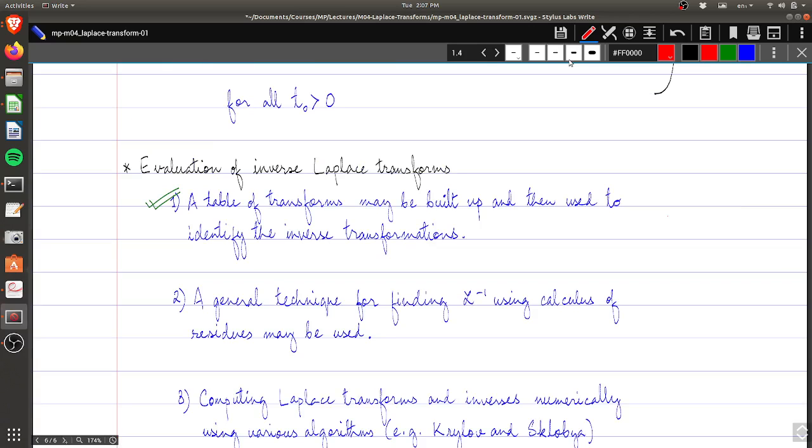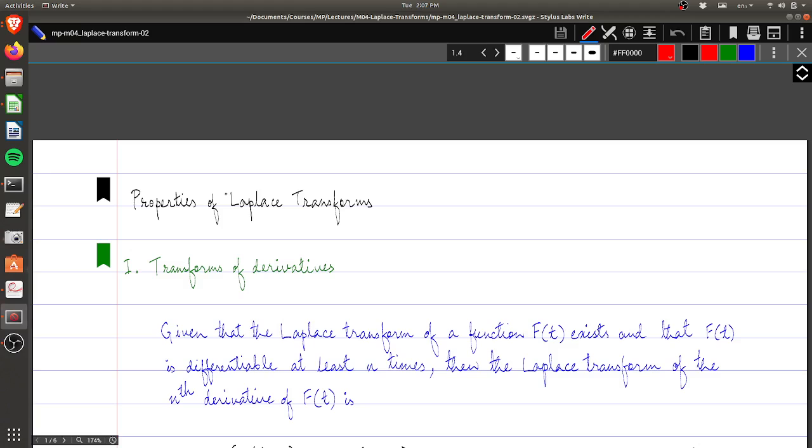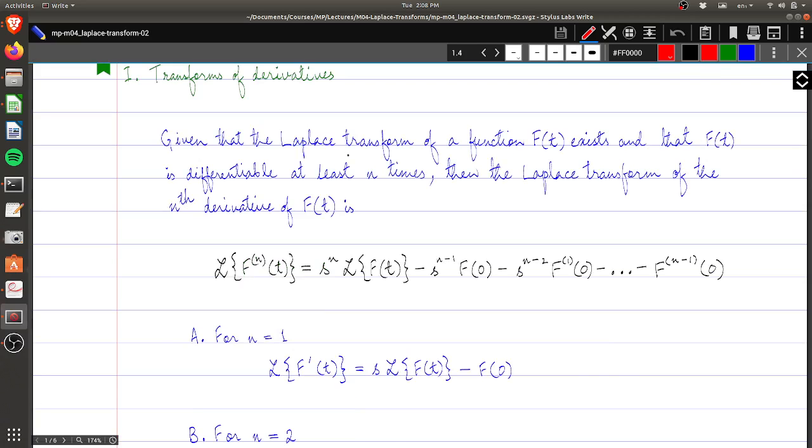If there are no questions, then let's move on to the properties of Laplace transforms. There are many interesting properties. The first property is called the Laplace transform of derivatives. There is a general formula. Suppose I have a function f of t, and the Laplace transform of this function exists. Another requirement is that f of t is differentiable at least n number of times, where n is a number I give you. Let's say n is 5, then we are talking about a function f which is differentiable at least 5 times.